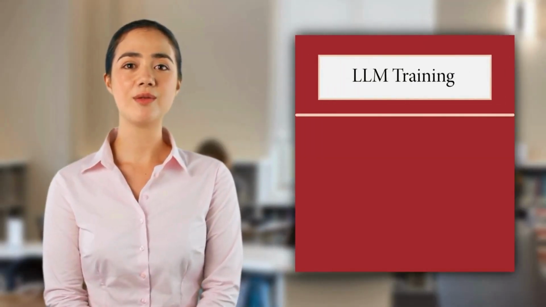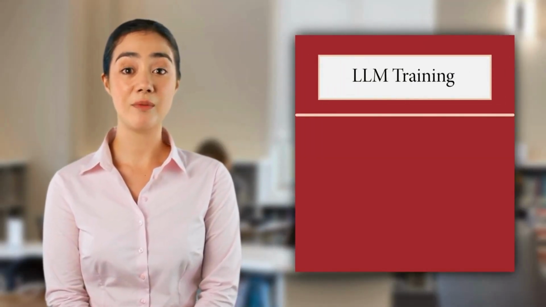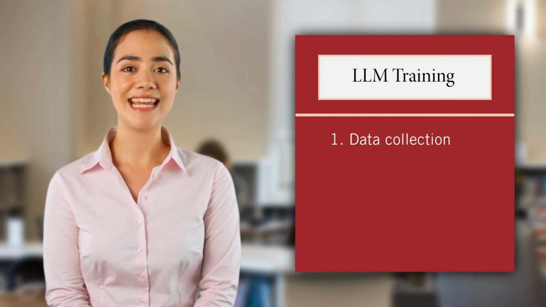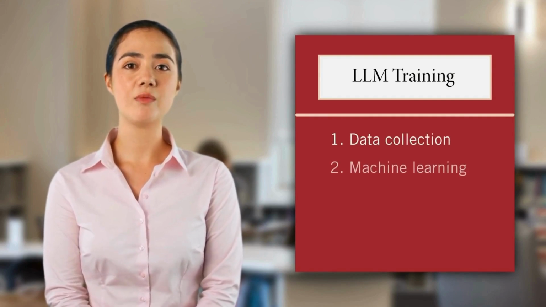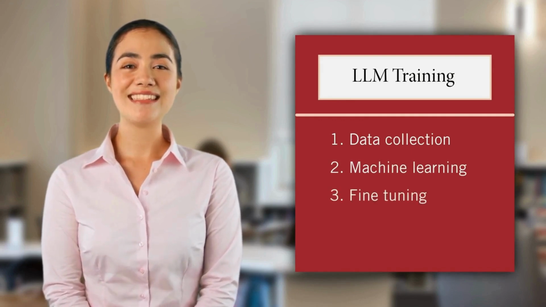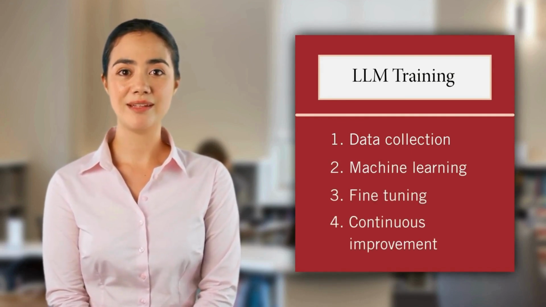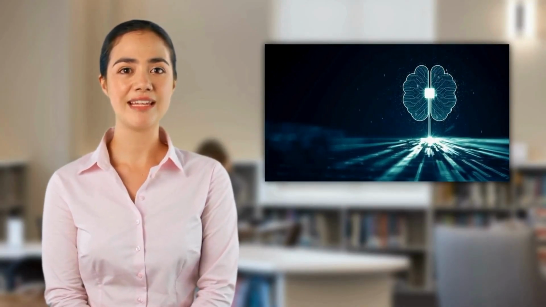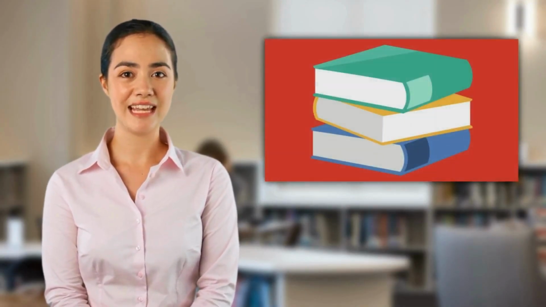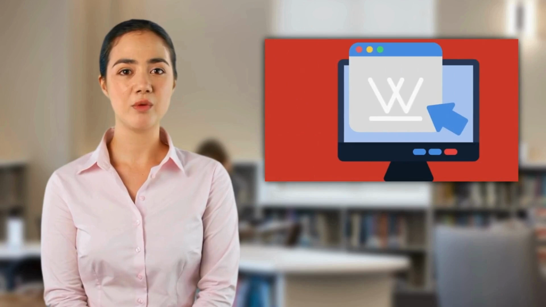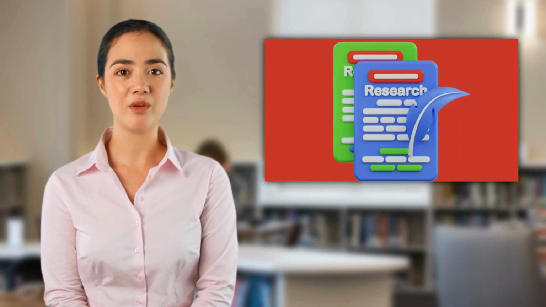Large language models go through a complex training process that includes data collection, machine learning, fine-tuning, and continuous improvement. Let's look at each of those steps. Every LLM begins by being trained on billions of datasets, including books, websites, Wikipedia articles, and research papers.